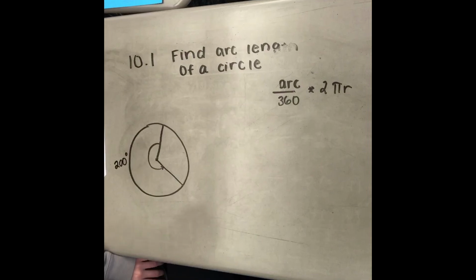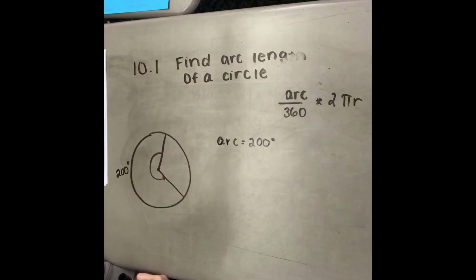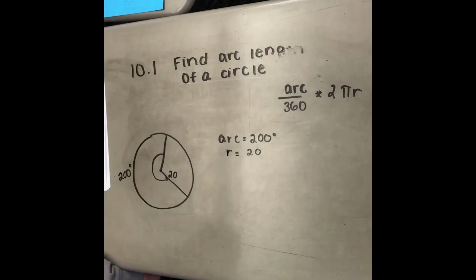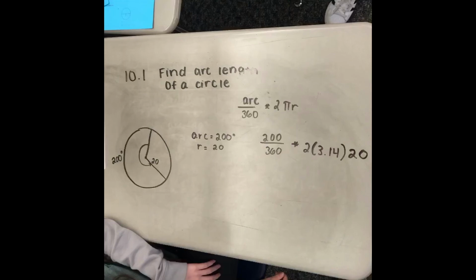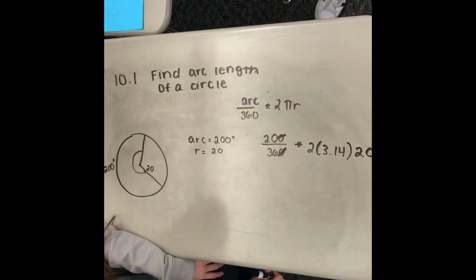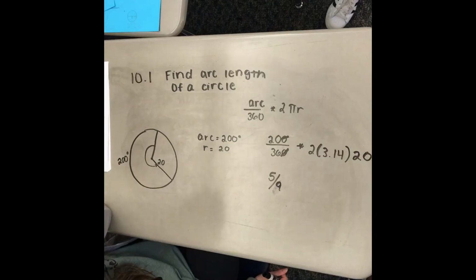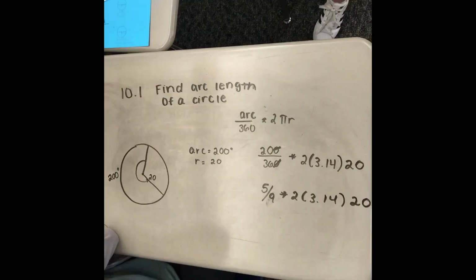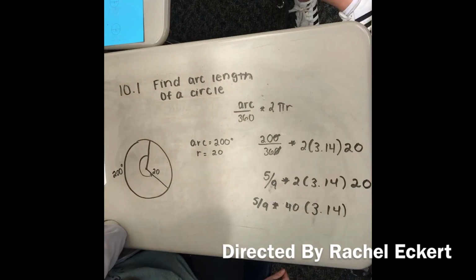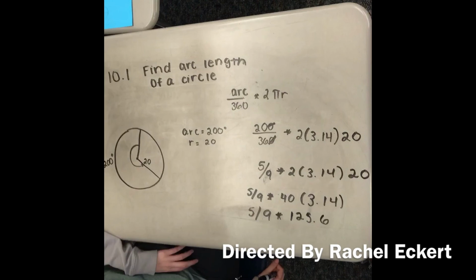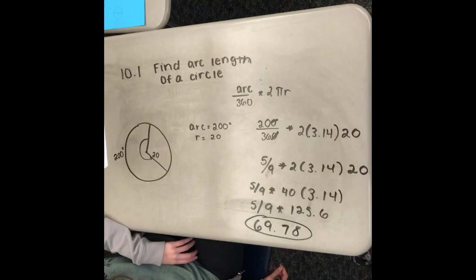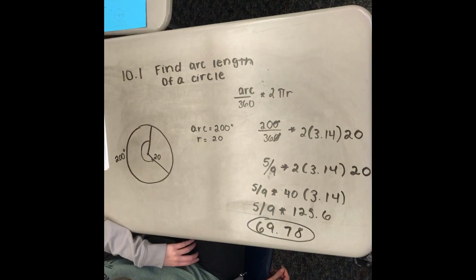For our second equation, the arc is 200 and the radius is 20. So, like the last problem, you're going to plug in both of those numbers. You can cross out the zeros to make the simplifying easier, and multiply. To get the answer of 69.78.